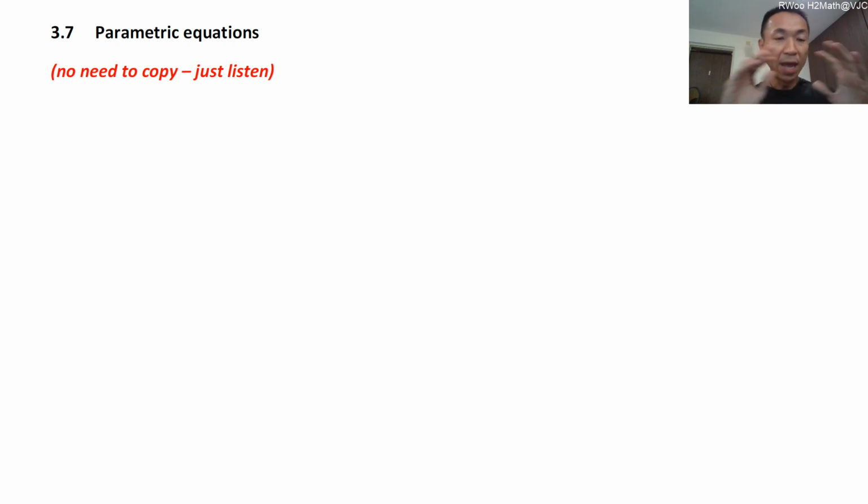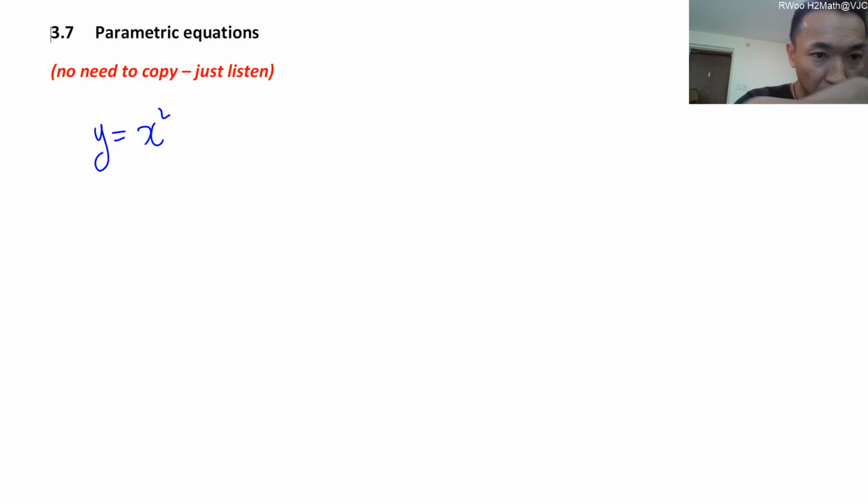I just want all of us to look at the screen. No need to copy. I'll give you a very simple example, and I think all of us should be able to get it. Now, traditionally, we always get this kind of equation. This is what we call a Cartesian equation. Correct? Cartesian because it has y and x only.